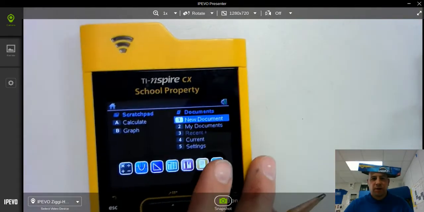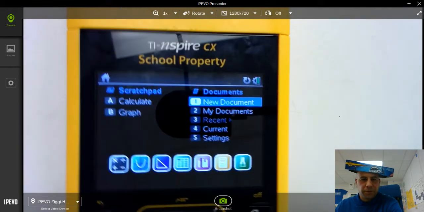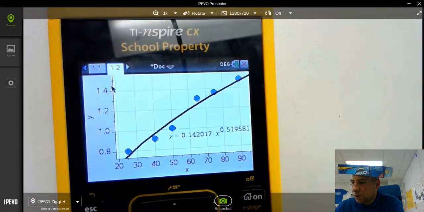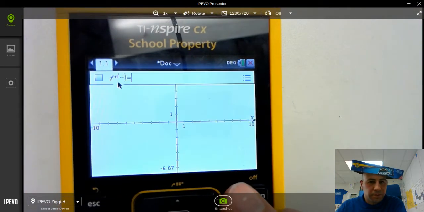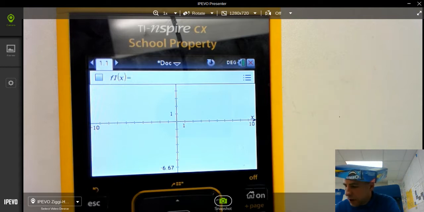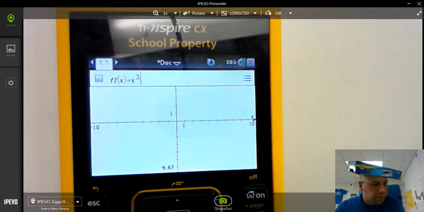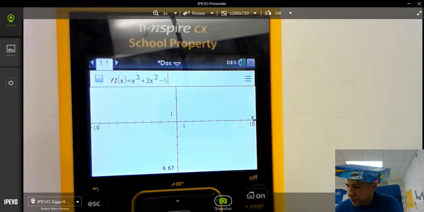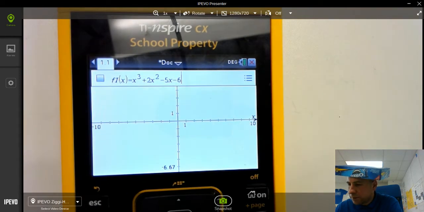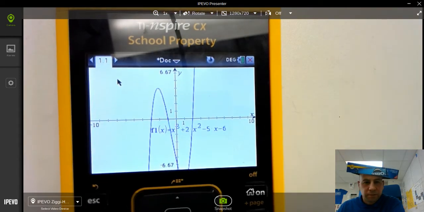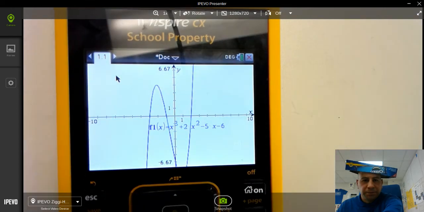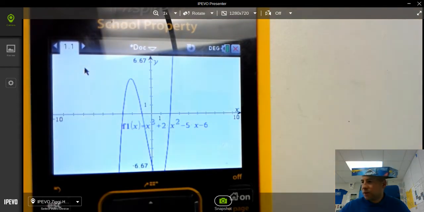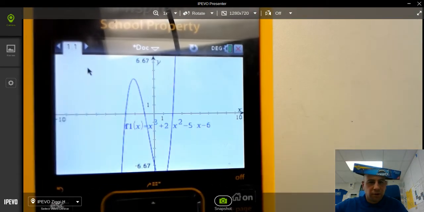All right. So on the Inspire, I'm going to go to New Document, No, Add Graph, and I'm going to graph x cubed plus 2x squared minus 5x minus 6. All right. So all you have to do is sketch this graph on your paper.